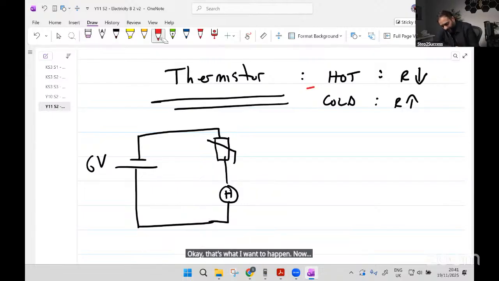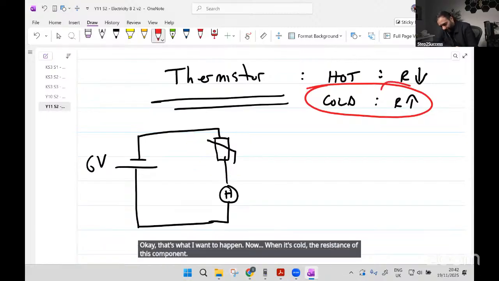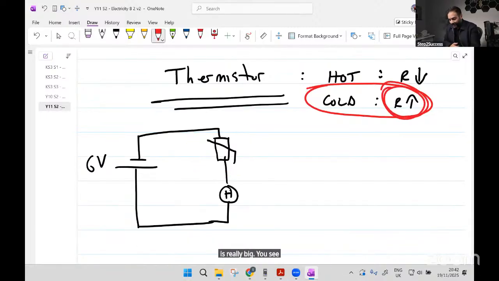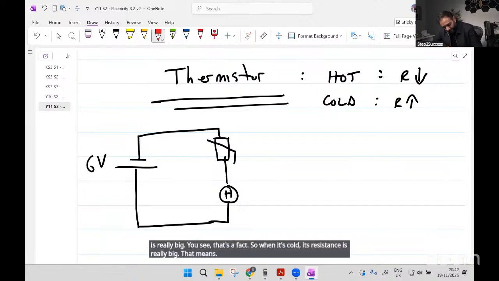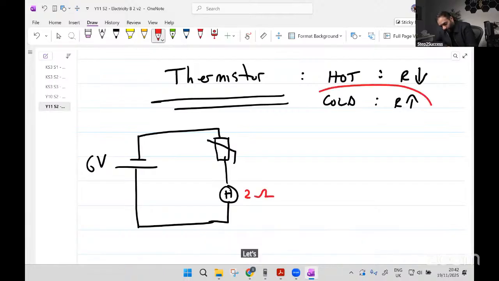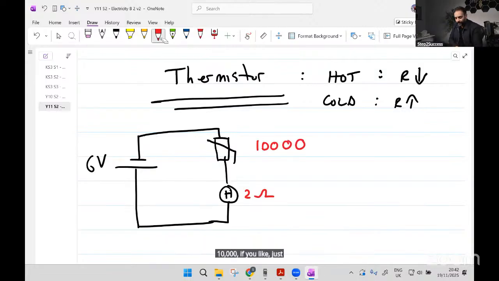Now, when it's cold, the resistance of this component is really big. You see, that's a fact. That when it's cold, its resistance is really big. That means, let's again pretend that this heater has a resistance of 2 ohms, it's fixed. Let's pretend that now that's cold, this resistance goes to a really big number. Make it 10,000 if you like, just for the sake of it. Okay, what's going to happen now?